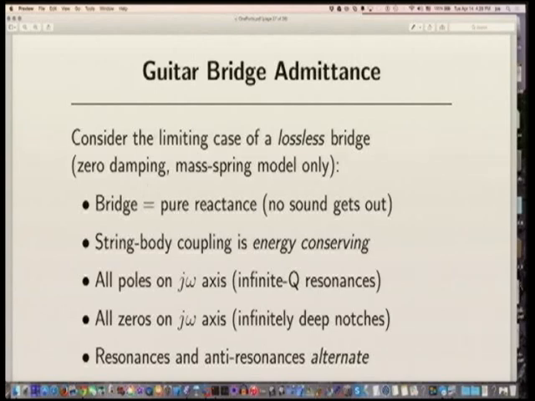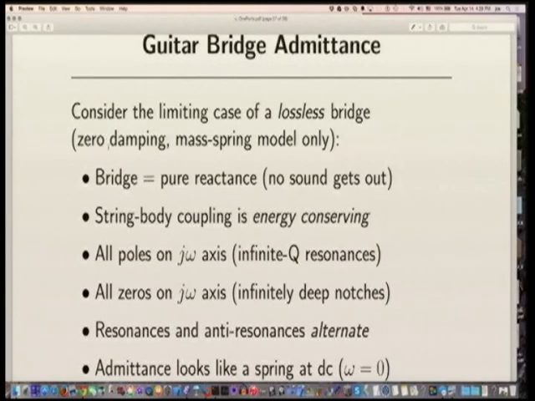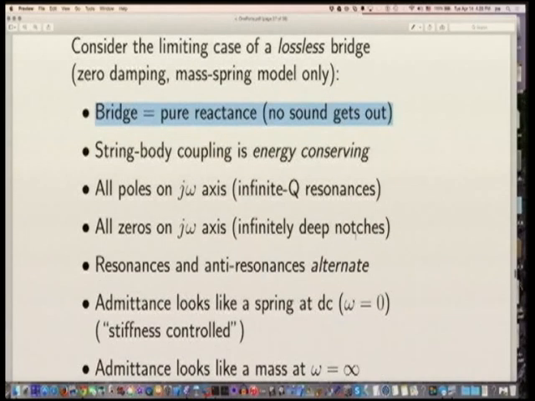All right, so let's consider the lossless case first. That's zero damping. Now that's a useless bridge because sound cannot come out of it. All of the energy will be reflected back on the string, but it's a good first approximation. At least have great sustain. If you pluck this guitar in a vacuum, it'll ring forever and ever and ever if the string is ideal. So the bridge is a pure reactance. And then the string body coupling will therefore be energy conserving. That means all energy will reflect back on the string.